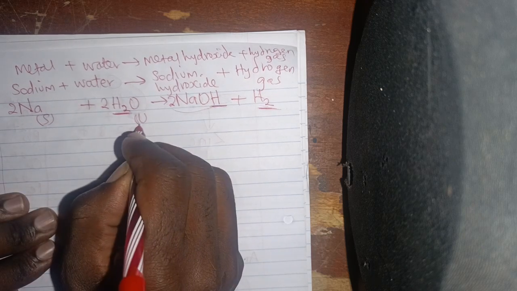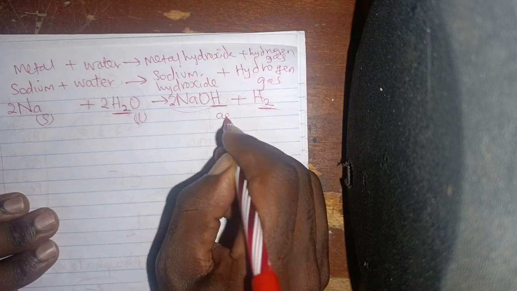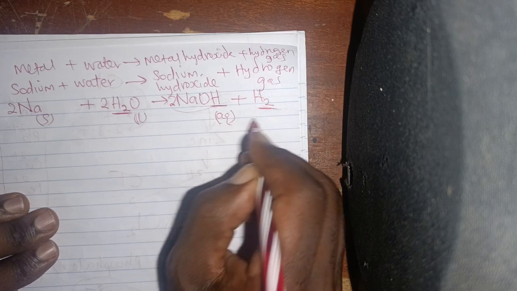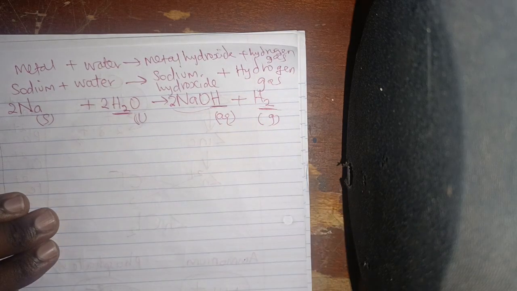Write the state symbols. This is a solid, it's a metal. This is a liquid, water. This is aqueous, it's a hydroxide, a solution. Then this is a gas. Correct. Thank you for today.